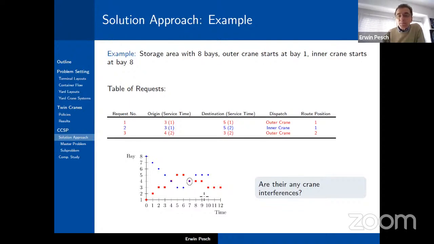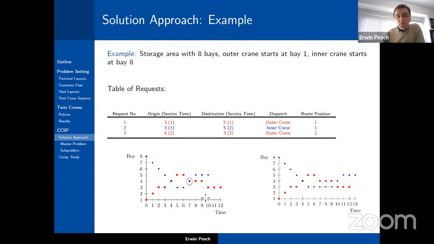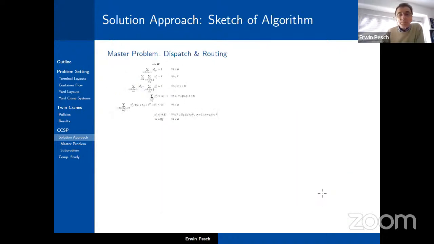And how to solve it? A possibility is that you solve it with including waiting time. So you let the inner grain wait for 2 time units, and this is a solution here. You let the inner grain wait for 2 time units, and then the outer grain is done working in bay number 4 and can continue to bay number 3, and the inner grain can also cross here and there is no problem anymore. So this is the solution. The question is where to include the time units.